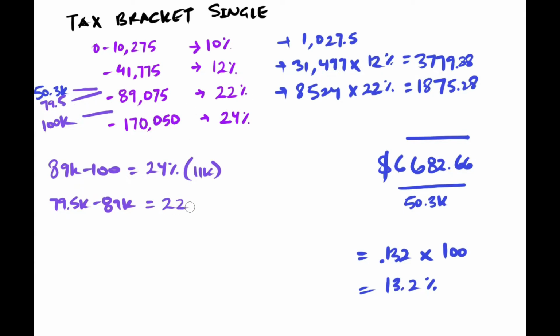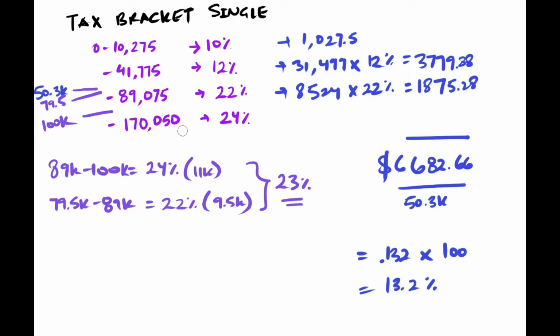So this is 22. And this is about 9.5K. 89 minus 79.5. This is pretty close, 11 to 9.5. We can just say they're both 10, meaning they're averages, and then we can say what lies between the two. So between 24% and 22%, we're at about 23%. So in this example, we would have paid on that 20,500, 23% in taxes.